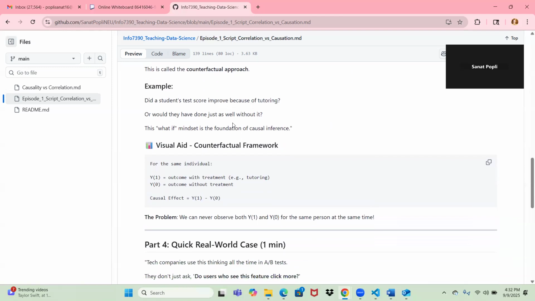If we talk about the counterfactual framework, for the same individual, y1 is the outcome with treatment, for example tutoring, and y0 is the outcome without treatment. So the causal effect is y1 minus y0.